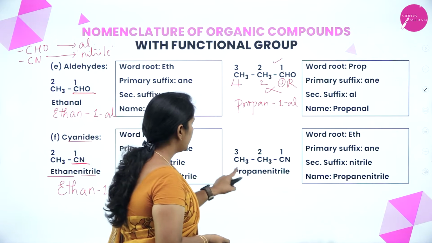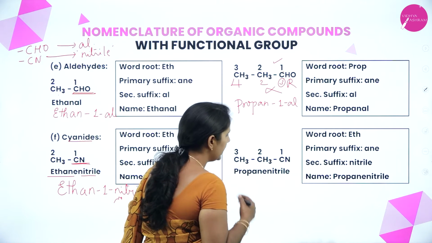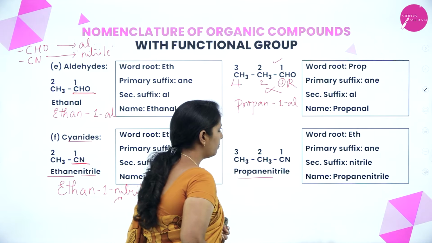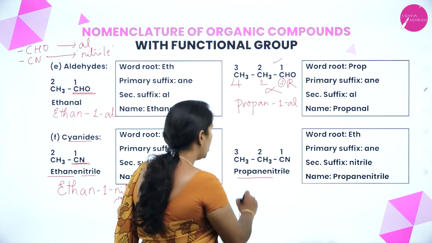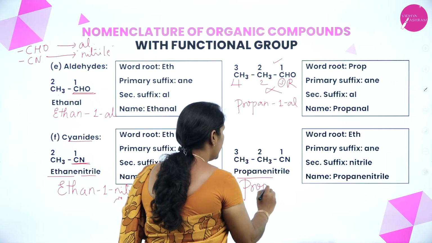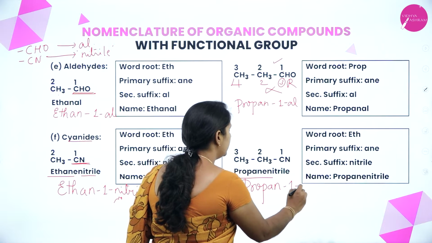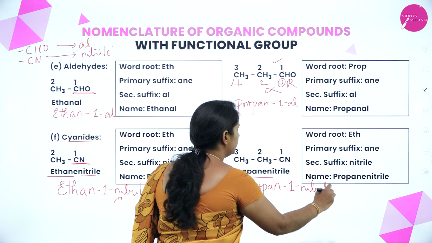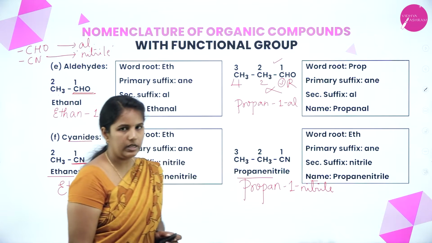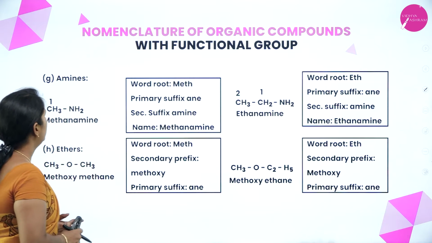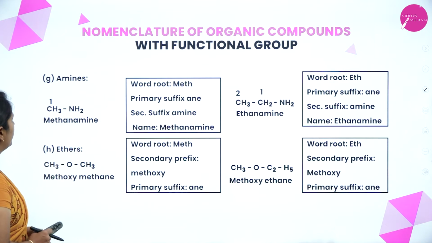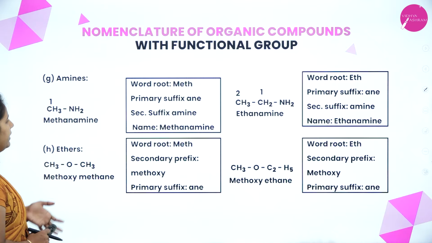Here also CH3, CH2, CN, and it is named as propane nitrile, or you can say that it is propan-1-nitrile. Clear? Okay. We have a few more examples for the functional groups, that is amine and ethers.